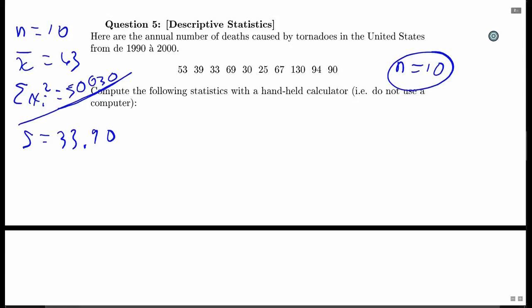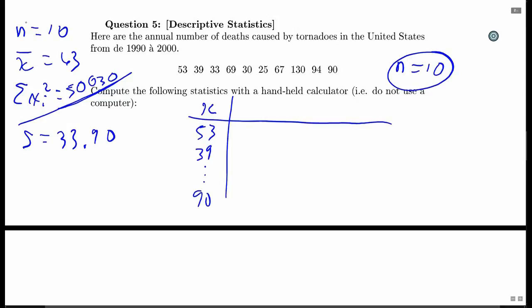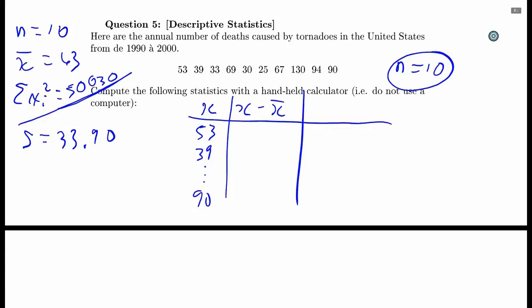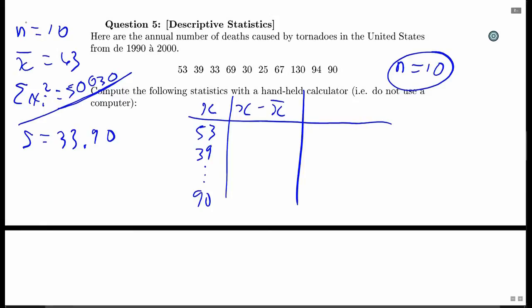And so I'll construct a little table. Here we have the values of x, which are 53, 39, and so on, right up to 90. And each one of these values I'll compare to the mean. For example, I do 53 minus 63, and I end up with minus 10. For 39, I do 39 minus 63, I end up with minus 24, and so on, right up to 90. 90 minus 63 is 27.